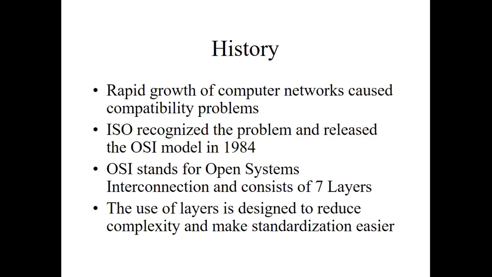A brief history of the computer network. Rapid growth of computer networks caused a compatibility problem. To avoid this compatibility problem, ISO recognized the problem and released the OSI model in 1984. OSI stands for Open System Interconnection and consists of 7 layers. The use of layers is designed to reduce complexity and make standardization easier.